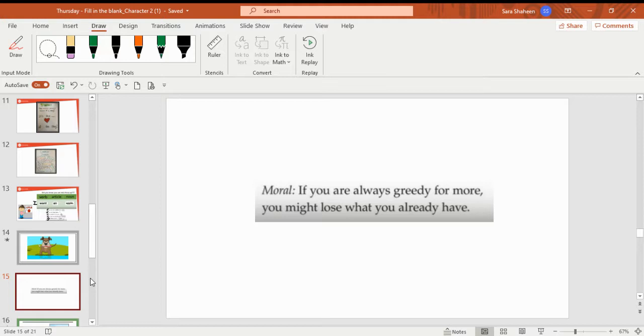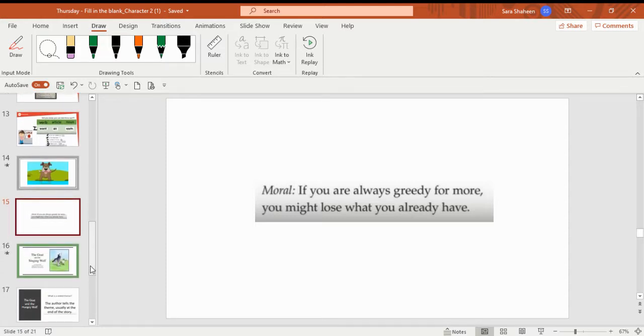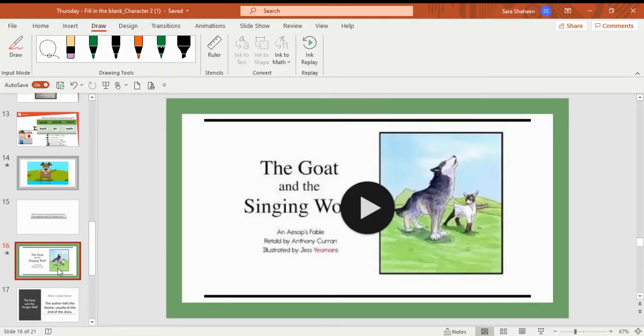Okay, so again, the moral of that story is that greed can lead to costly behavior, right? Let's look at another example. We're going to talk about the goat and the singing wolf. So this is another one of Aesop's fables. And I'm going to pause the video here and we will watch this one.